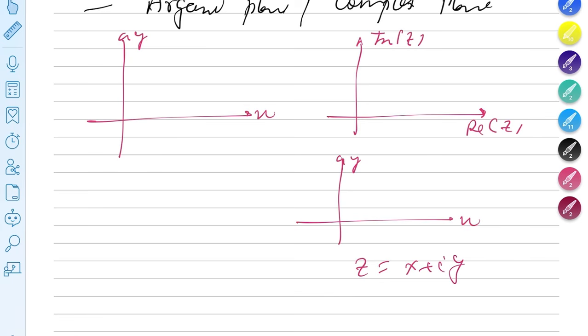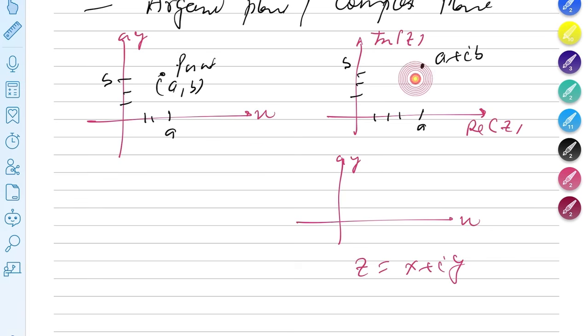Only the way we represent the complex number differs. In the Cartesian plane, we represent any point as a comma b, whereas in the complex plane, we represent the complex number by writing a plus ib. Essentially, the way we draw a plus ib and the way we draw a comma b is exactly the same. Somewhere here is the a, somewhere here is the b, so this point is a comma b. Same here also: somewhere is the a, somewhere is the b, so this particular point is the complex number.